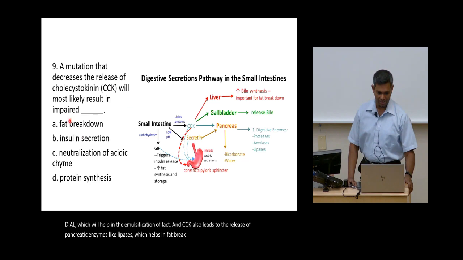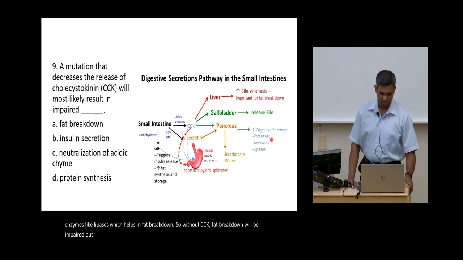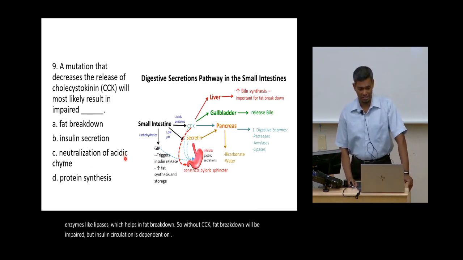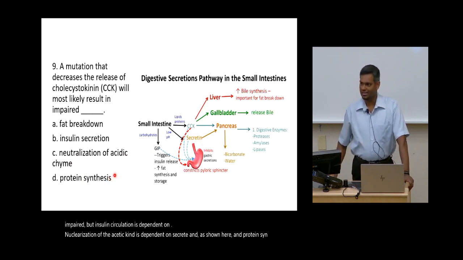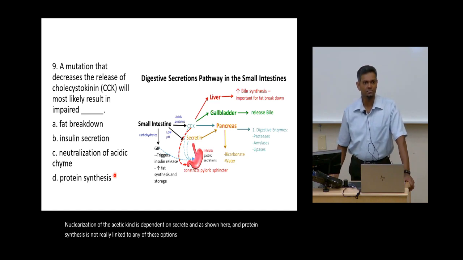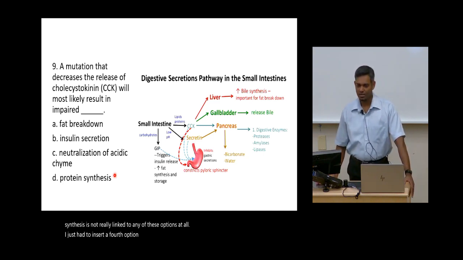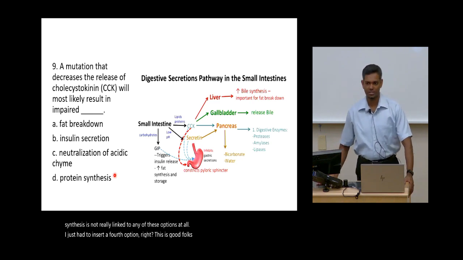So without CCK, fat breakdown will be impaired, but insulin secretion is dependent on GIP. Neutralization of the acidic chyme is dependent on secretin, as shown here, and protein synthesis is not really linked to any of these options at all. I just had to insert a fourth option, right? Is this clear, folks? Why A is the right answer?